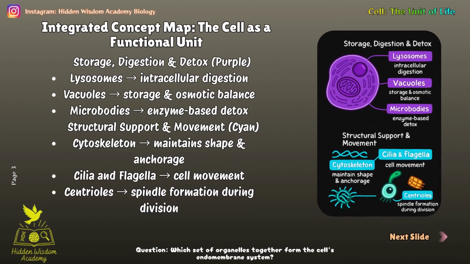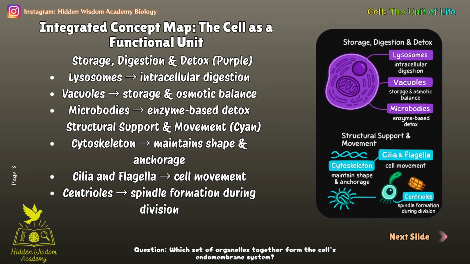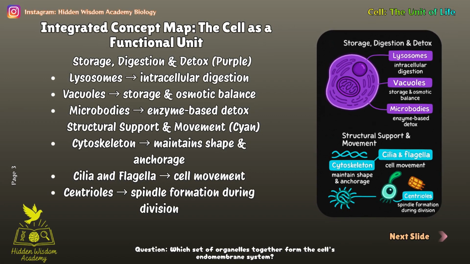Lysosomes and vacuoles help in digestion and storage, keeping the cell balanced. The cytoskeleton, cilia, and centrioles give the cell shape, movement, and coordination. Altogether, they make the cell a complete, self-working system, a tiny living factory.